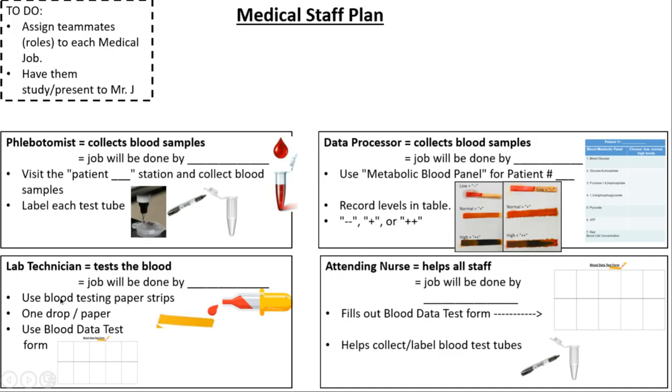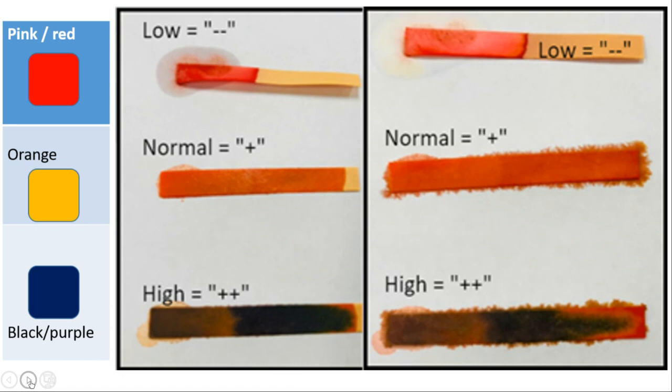Lab technician, your job is to identify if the blood contains high, plus plus, positive, or negative levels. And this is just a guide to help you. If the test strip turns out, when you put a drop of blood on it, bright pink or red, that means you have low levels of whatever you're testing for in the blood. If the test strip comes out orange, that is a normal amount of whatever you're checking for in the blood. And if the test strip comes out dark, that means you have high levels of whatever you're testing for in the blood.